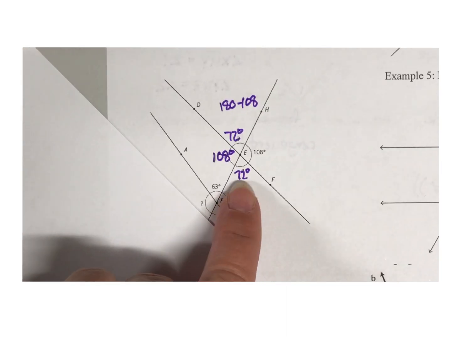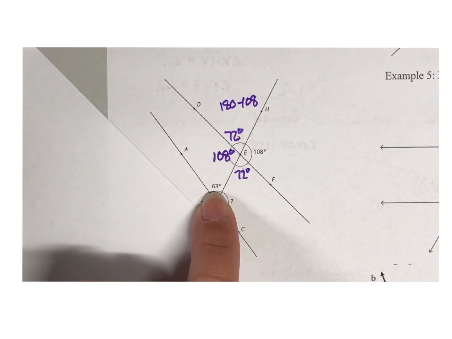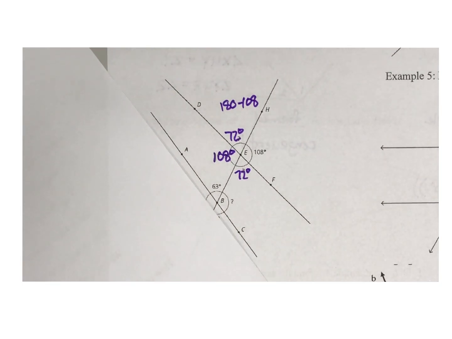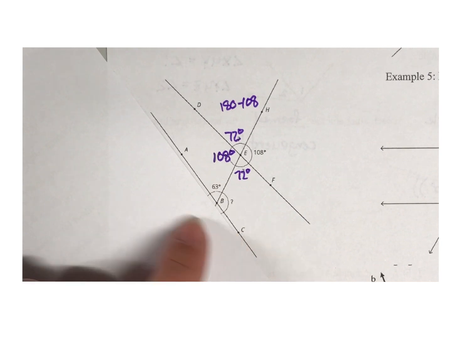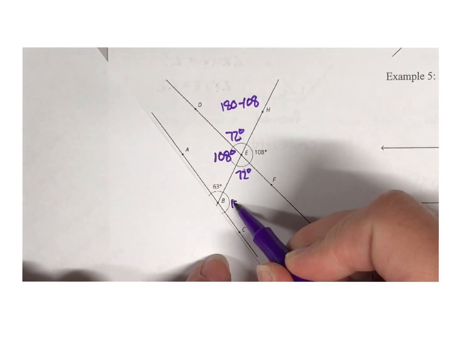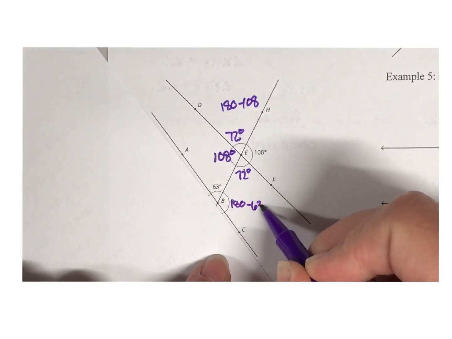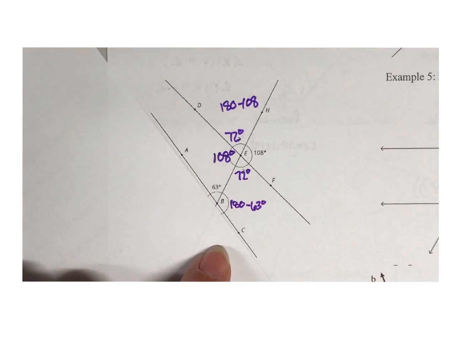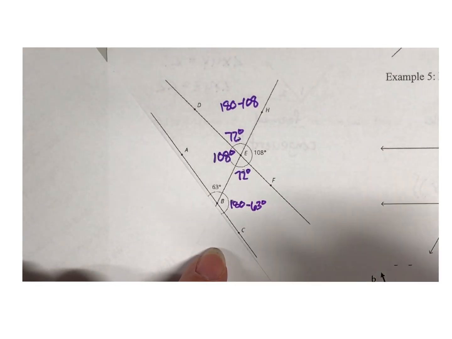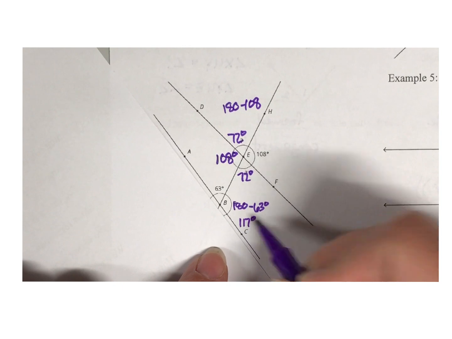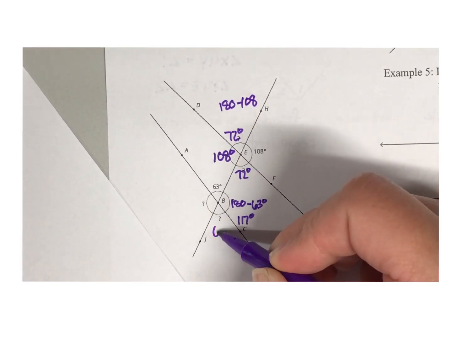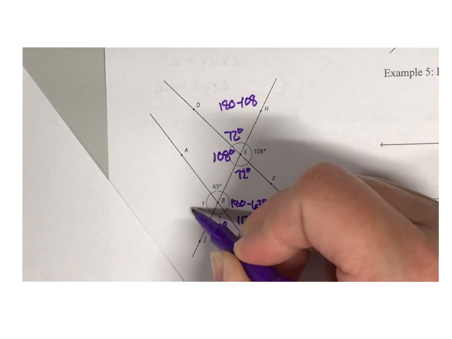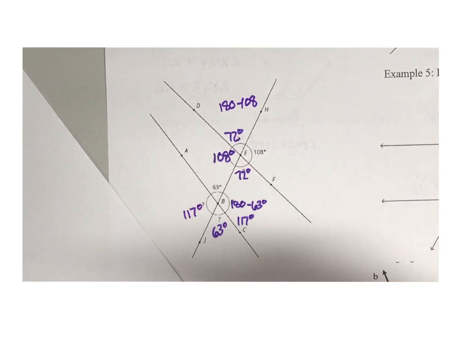Okay. Notice how this one down here is a little bit different. Notice how up here it's 72, but this is 63. So again, let's go ahead and find the one right next to it. I made a straight line. I'm going to say 180 minus 63 degrees. Grab a calculator. 180 minus 63. That's 117. And then across from the 63 is 63. Across from the 117 is 117 degrees.